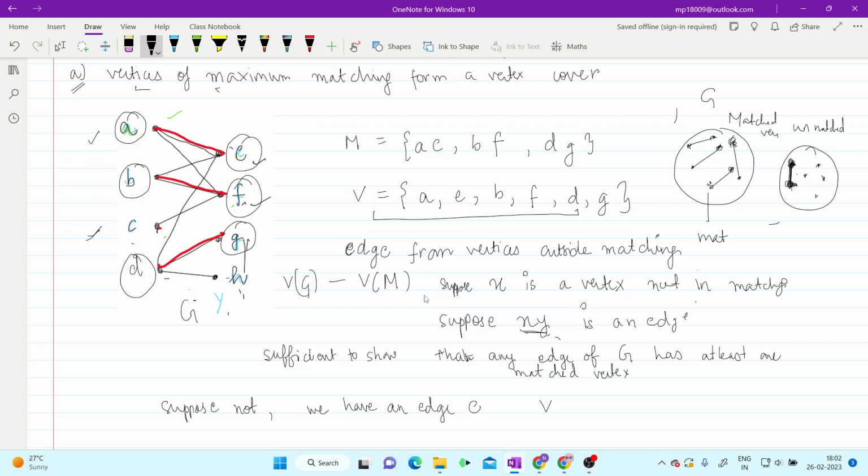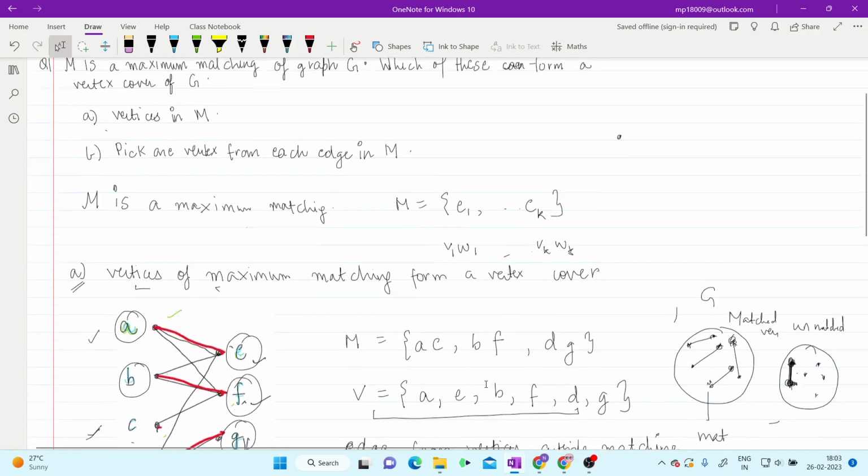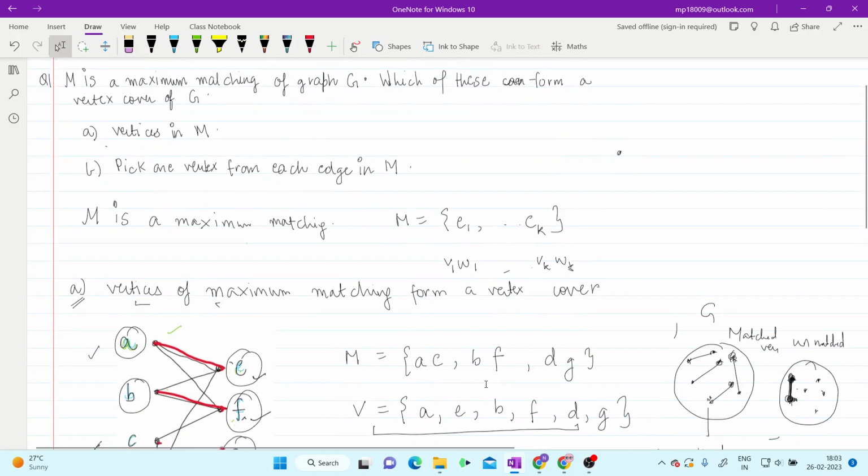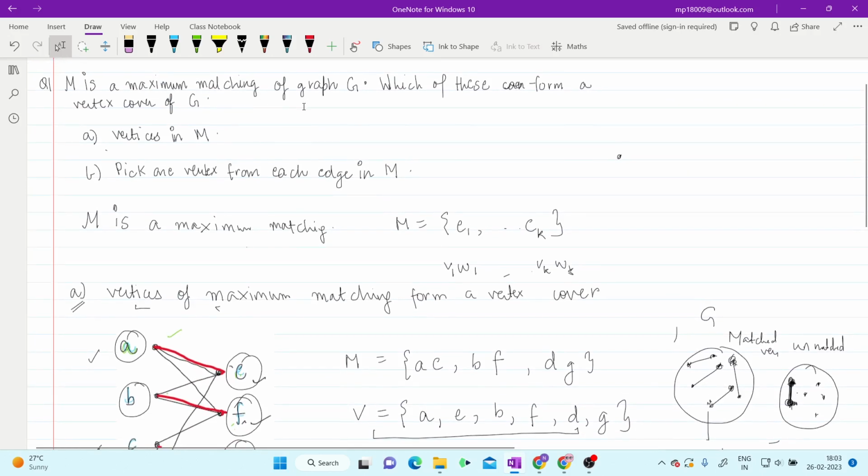So now is it clear why the vertices of a maximum matching form a vertex cover? Yes, ma'am, clear. Is it clear to everybody? Okay. So we saw that if we have a maximum matching in graph G, then if we take all the vertices in M, they form a vertex cover.